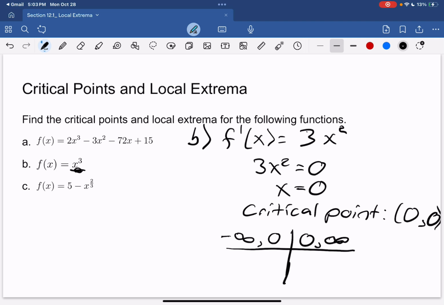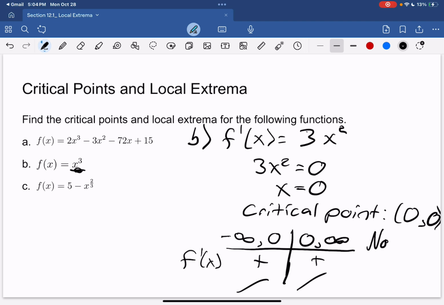If I pick out a big negative and I cube it, or excuse me, if I pick out a big negative and I square it, so I'm checking my derivative. Well, if I take a big negative, square it, it becomes positive, so my sign's positive. If I take a big positive and I square it, the sign's still positive. So I'm increasing and I'm increasing. Okay? There's no extrema that exists because increasing to increasing does not result in a maximum or a minimum.